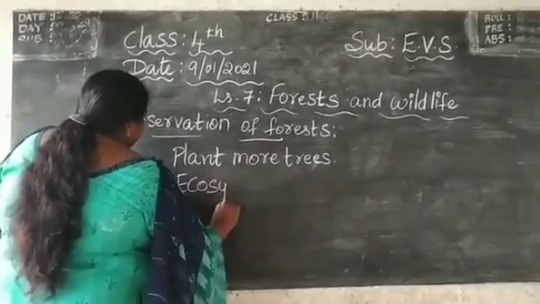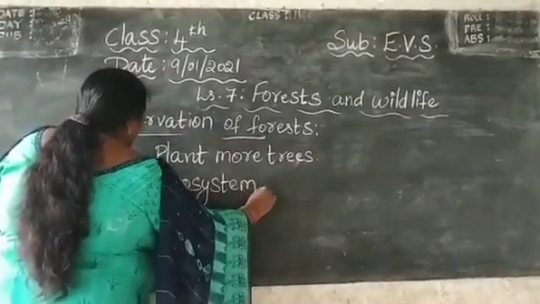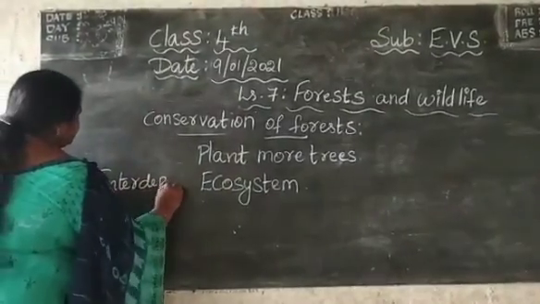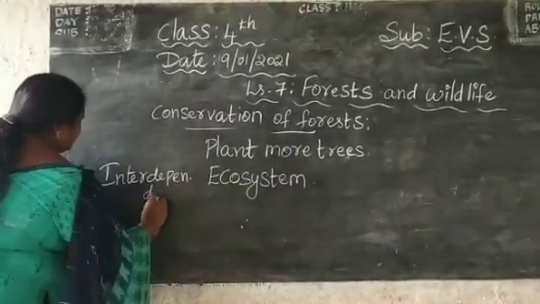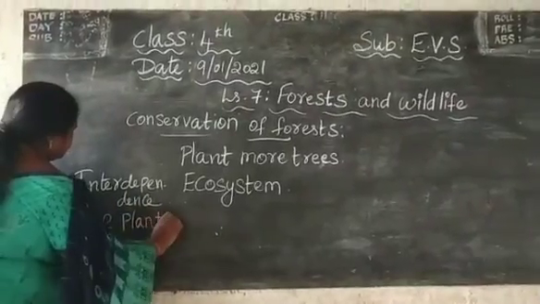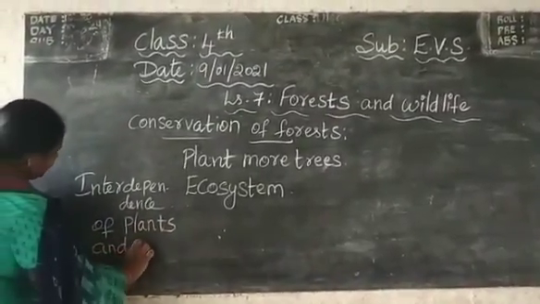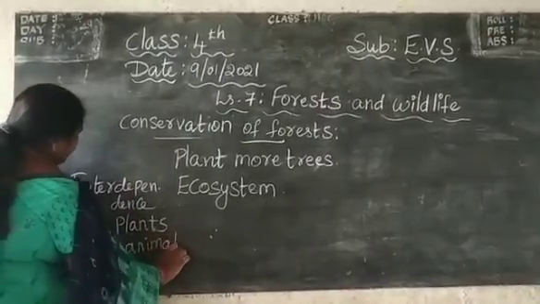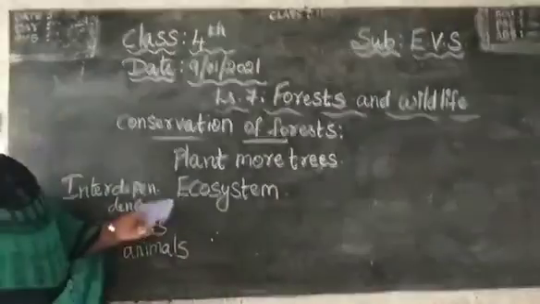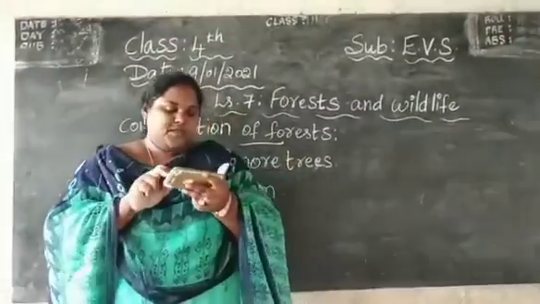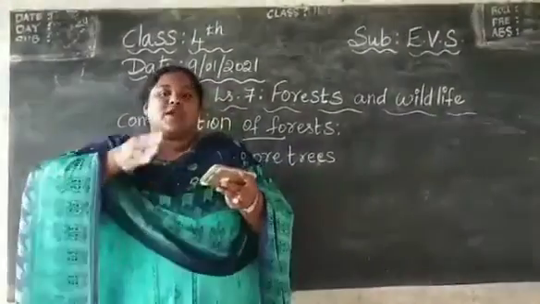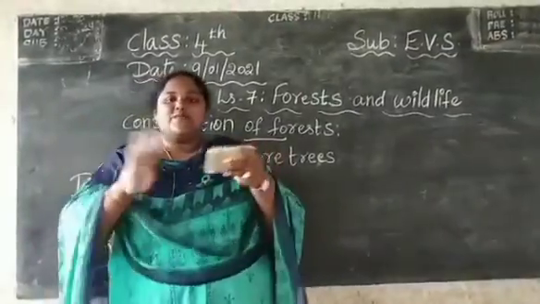What is ecosystem? The interdependence of plants and animals in an area is called ecosystem. And when trees are cut down, it disturbs the ecosystem. When the people are cutting down the trees, the ecosystem will be disturbed.